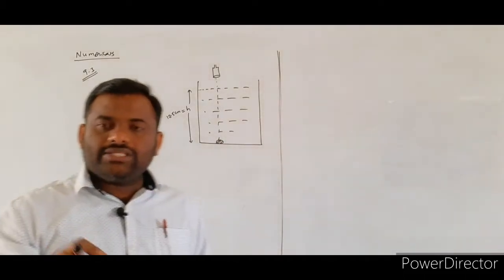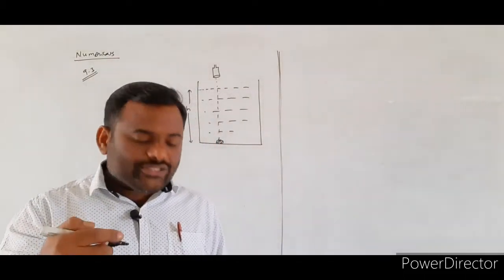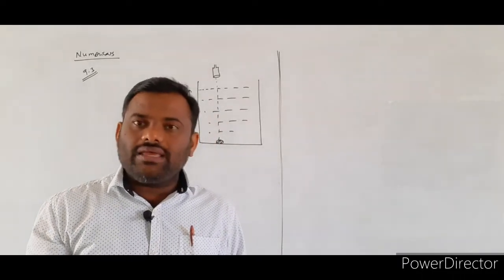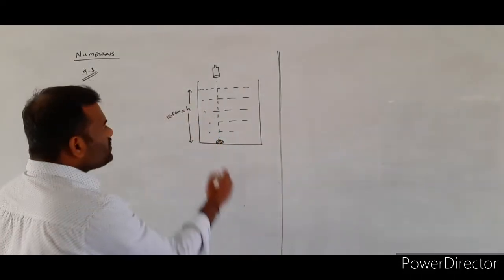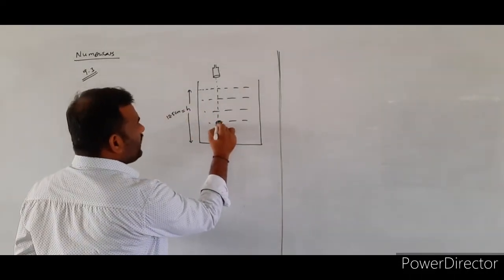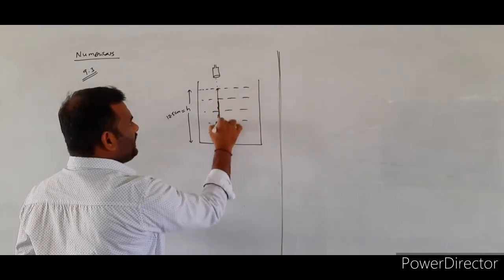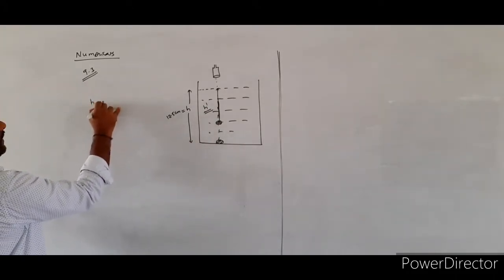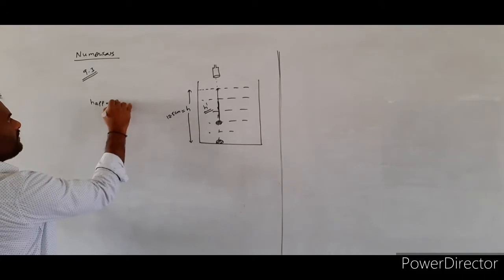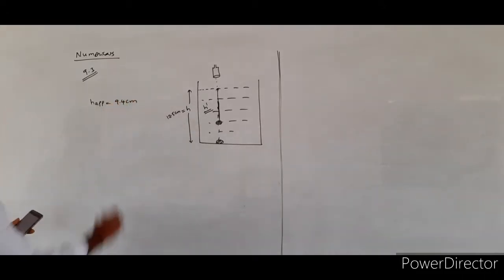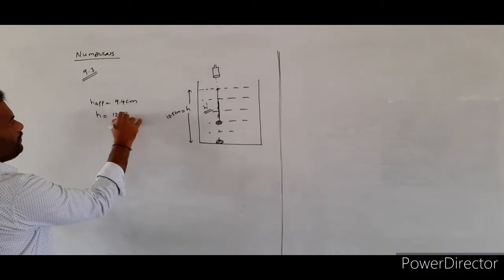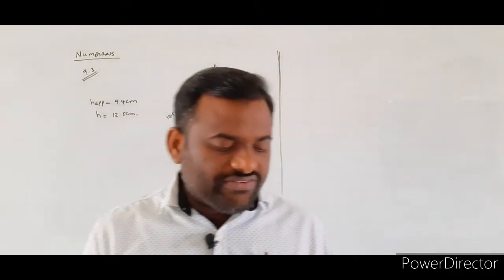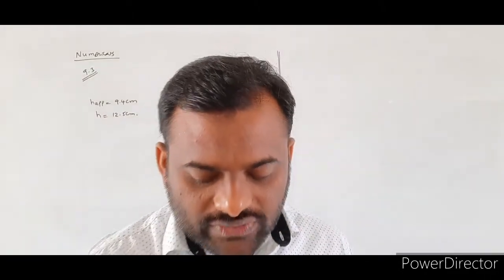Whenever we are focusing the telescope on the given object, it appears at a distance of 9.4 centimeter. So whenever we are looking at the object with the help of the telescope, it appears at a distance of H dash. H apparent is equal to what is given: 9.4 centimeter. Actual depth is equal to 12.5 centimeter. Then they are asking what is the refractive index of the water?